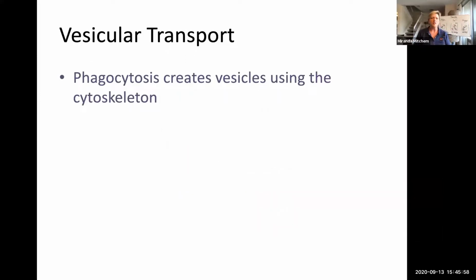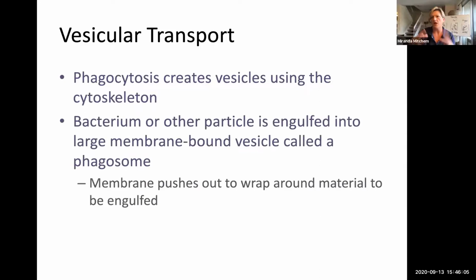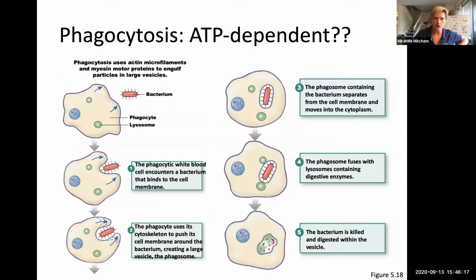All right, so the process of phagocytosis, that's big, uses vesicles, and those are made out of materials from the cytoskeleton. So this is one way that bacteria and other material can be engulfed by our cells. So let's look at this process. Here we've got a phagocyte, a cell that's capable of doing phagocytosis. This would be one of our immune system cells. Inside it has the lysosome, which contains digestive enzymes.